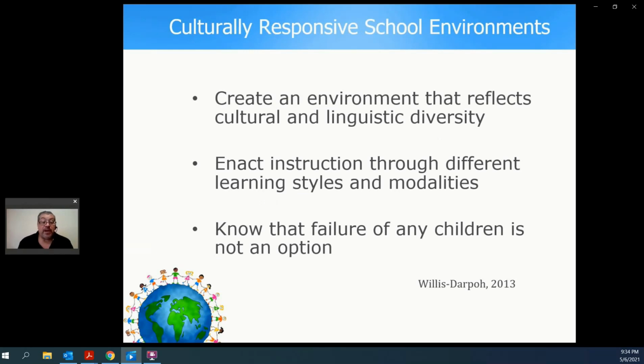School environments. Create an environment that reflects cultural and linguistic diversity. Enact instruction through different learning styles and modalities. And this is the most important. I'd like to end here. Know that failure of any child is not an option. Any student cannot fail. We cannot allow that to occur.